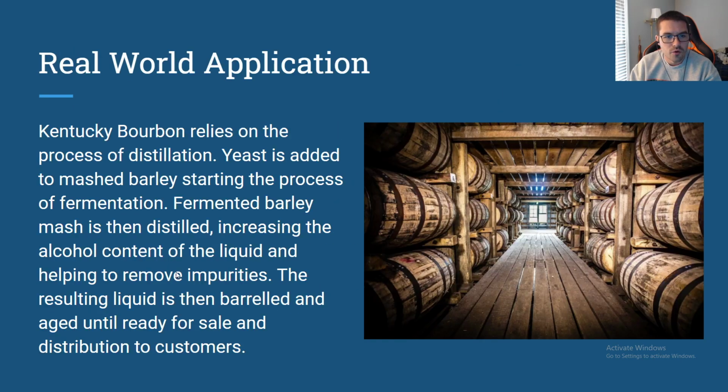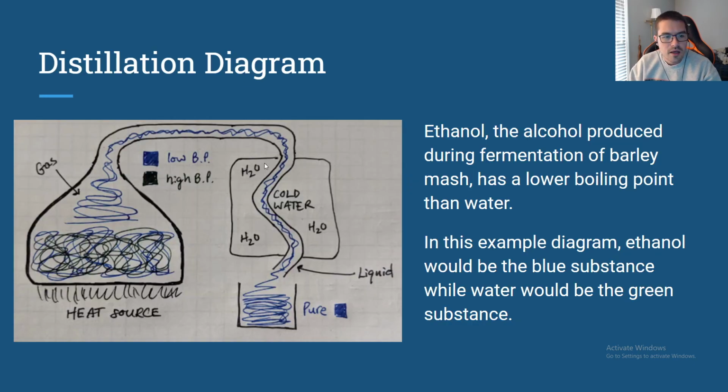So I have a real-world application here of Kentucky bourbon, which relies pretty heavily on the process of distillation. I've got a brief description of how bourbon is made, and then I've got my hand-drawn diagram. So I did draw this diagram. It's not perfect. In fact, on here I didn't really label any parts that specifically pertained to bourbon production, but I did describe how my diagram would relate to the process of bourbon distillation, right?